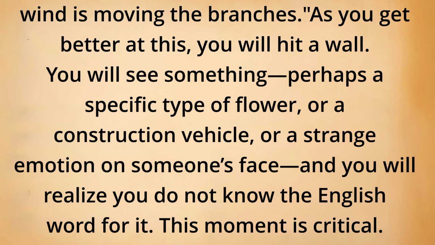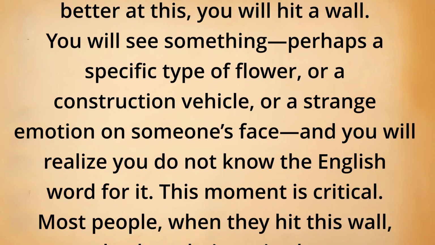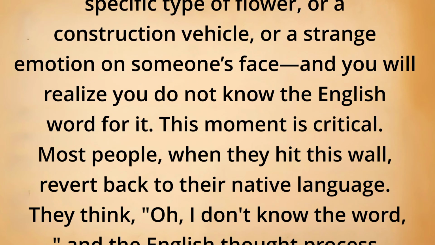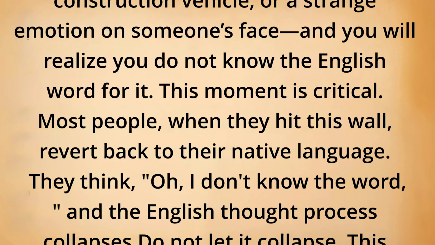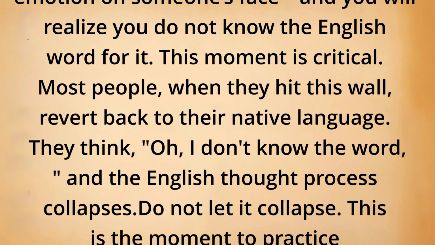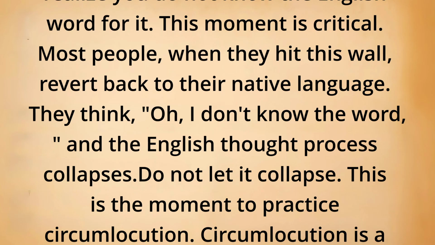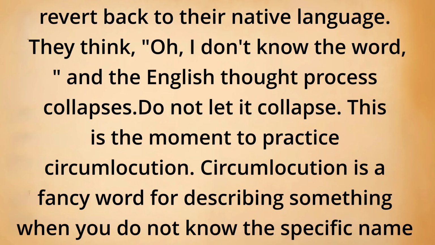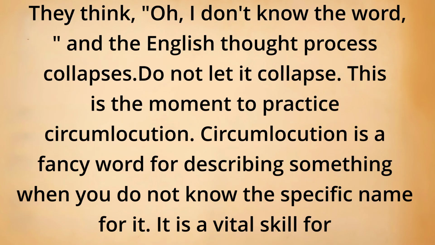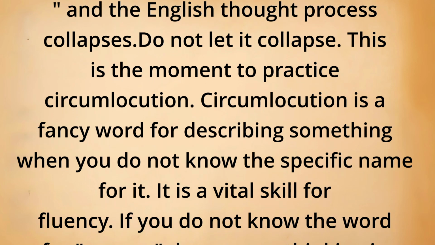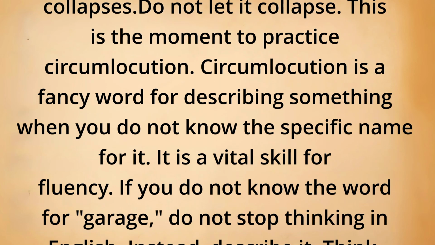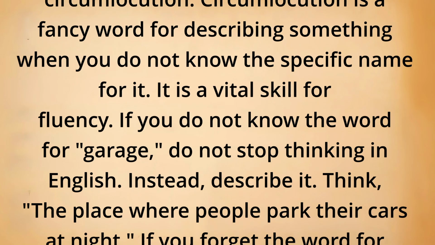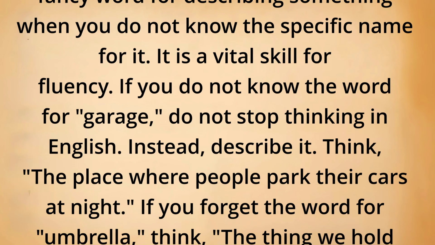As you get better at this, you will hit a wall. You will see something, perhaps a specific type of flower, or a construction vehicle, or a strange emotion on someone's face, and you will realize you do not know the English word for it. This moment is critical. Most people, when they hit this wall, revert back to their native language. They think, oh, I don't know the word, and the English thought process collapses. Do not let it collapse. This is the moment to practice circumlocution. Circumlocution is a fancy word for describing something when you do not know the specific name for it.